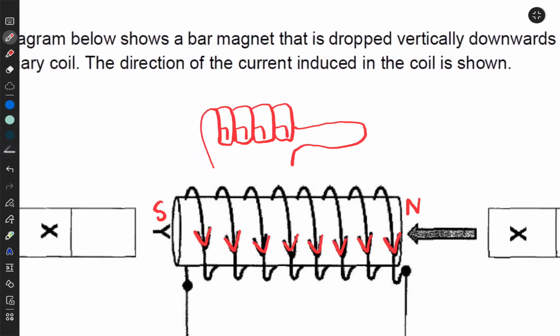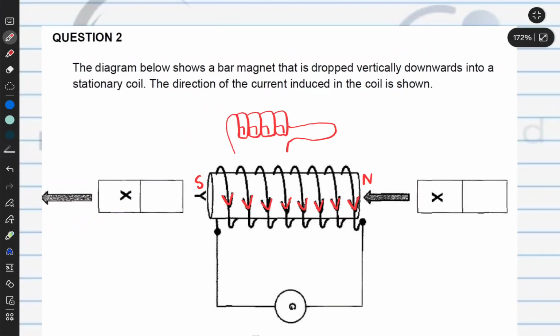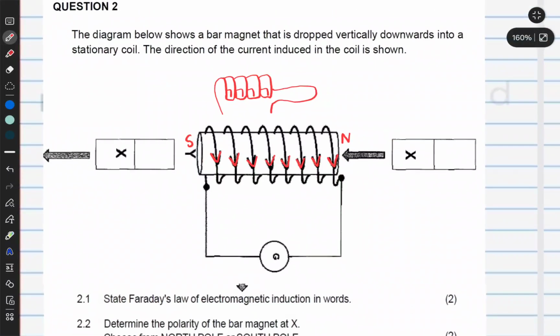You reverse the direction of the current, it can change. You change the direction of movement of the bar magnet, it can change. What I mean by reversing the direction of the bar magnet is if you're taking the magnet that way, you change and you're now taking the magnet out instead of in. So it changes all the time, or almost all the time. That's the point I want you to get.